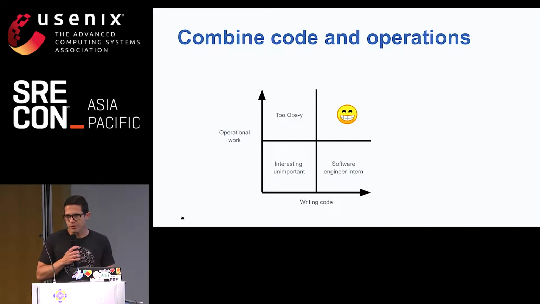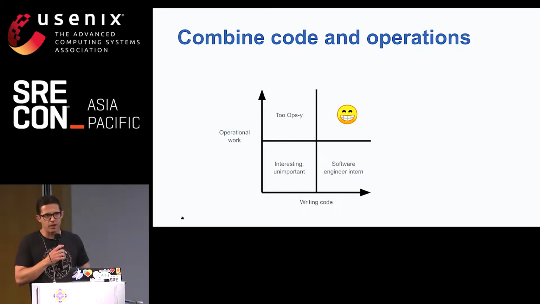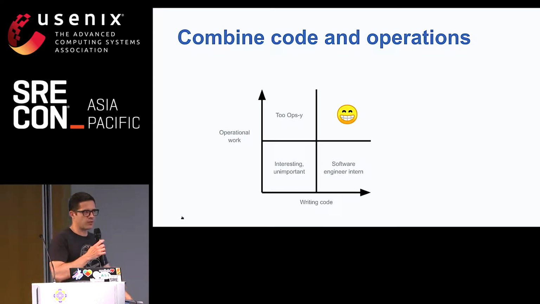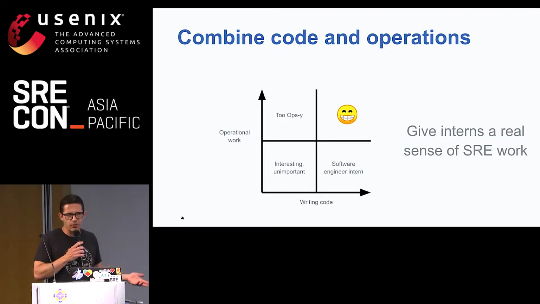Combine code and operations. One mistake we've sometimes made in our intern program is giving interns projects that were too coding heavy. Then they finish their internship and they're like, well, why am I not just a software engineer? So you want to combine operational work, but not too much, because otherwise they're just operational slaves, and they don't like that either. You want to give interns a real sense of SRE work and have them enjoy it.